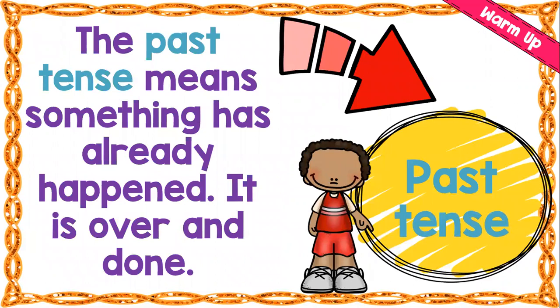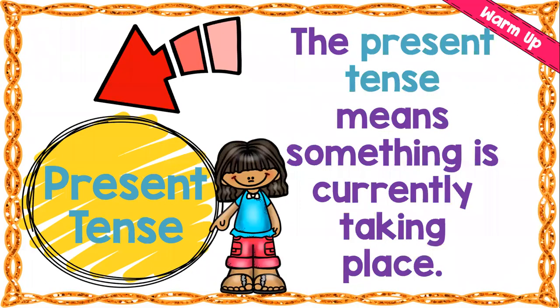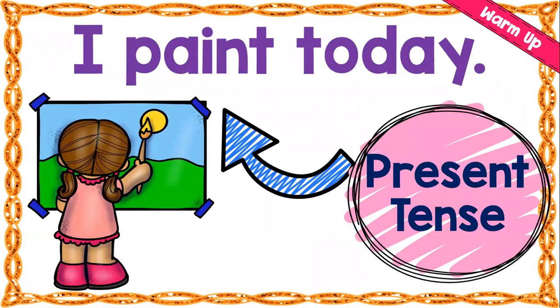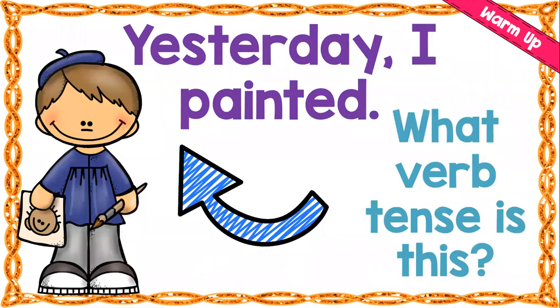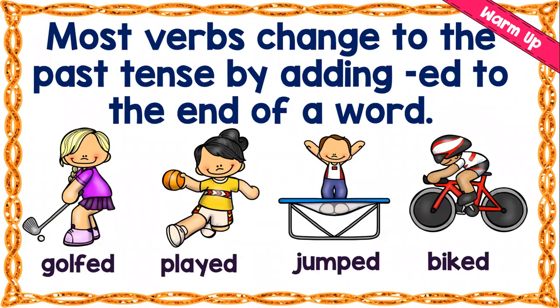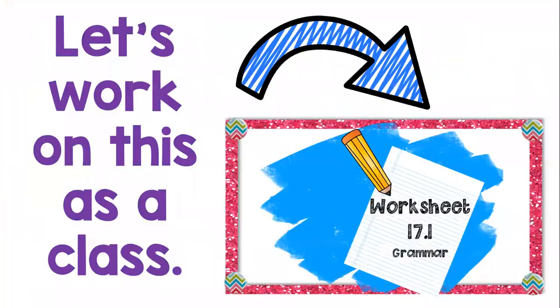The past tense means something that has already happened. It is over and done. And the present tense means something is currently taking place. I paint today. It's happening right now, right? It's present tense. Yesterday, I painted. Now, this is your past tense. This is something that's already happened. Most verbs change to the past tense by adding ed to the end of the word. We've done this quite a bit, adding that ed.